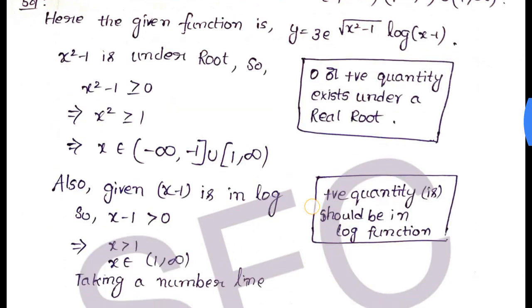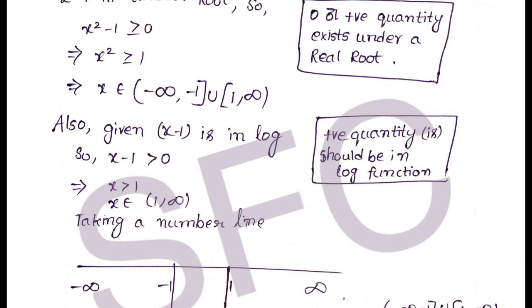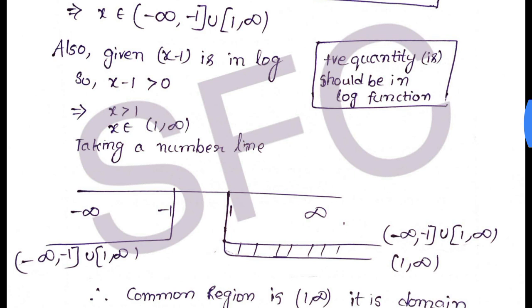Also, x minus 1 is given in a logarithmic function. So, x minus 1 should be positive. Why? Because we have discussed earlier that only a positive quantity should be in a logarithmic function. So, x minus 1 is greater than 0, so x is greater than 1. Now, the interval is x belongs to open 1 comma infinity. Why? Because if we put 1 in the expression x minus 1, it equals 0 but not greater than 0.